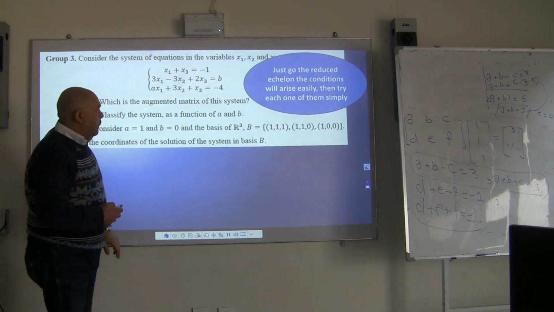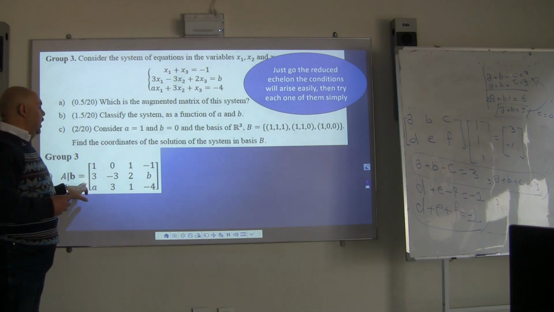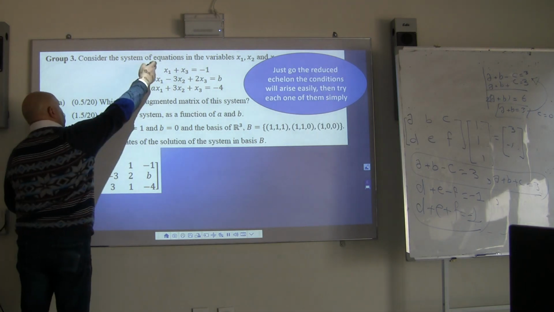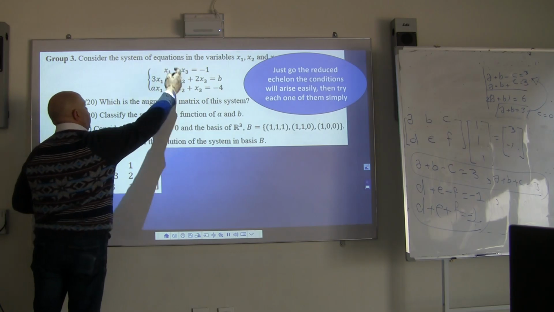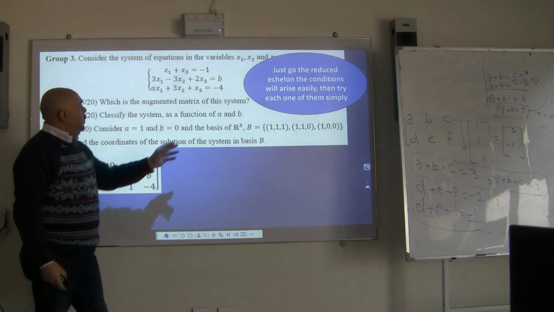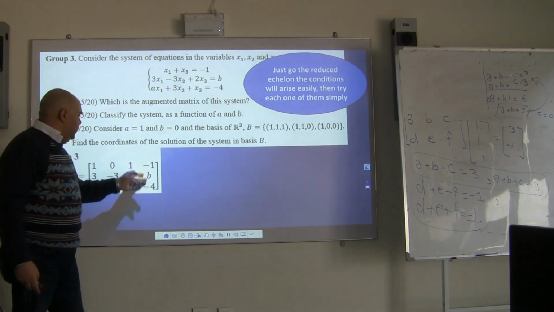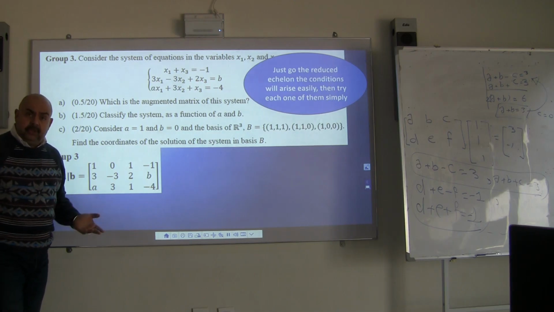So it's simply easy to put them in an augmented matrix, which is going to be 1, 0, 1, and then 3, -3, 2, then a, 3, 1, exactly like this. The results will be -1, b, and -4, as you can see. Now I will start the operations for the reduced echelon form.